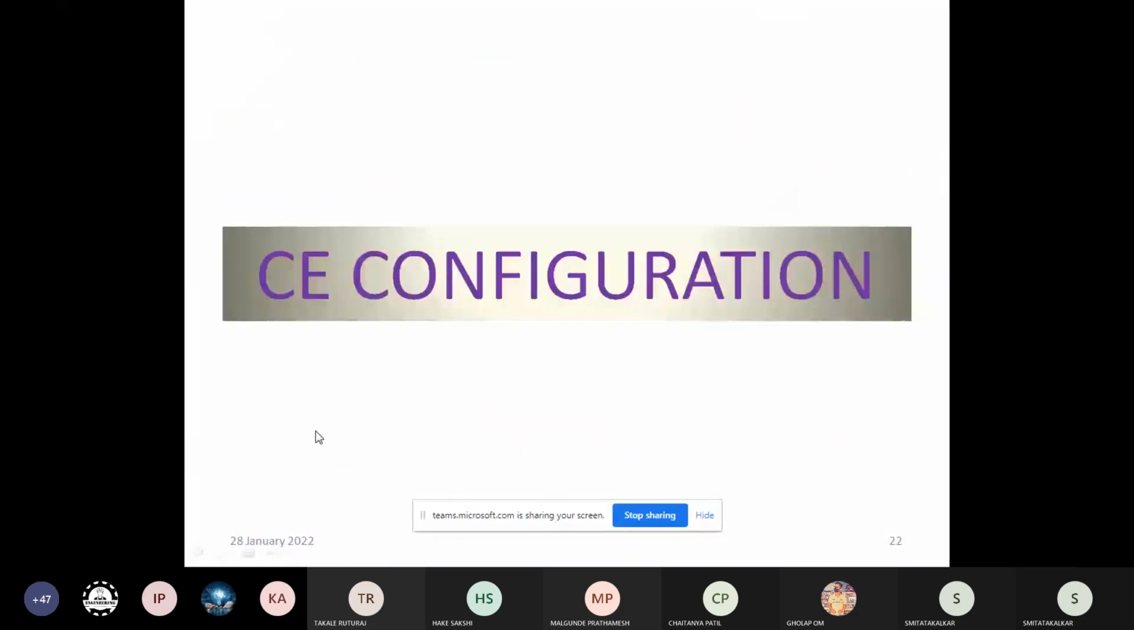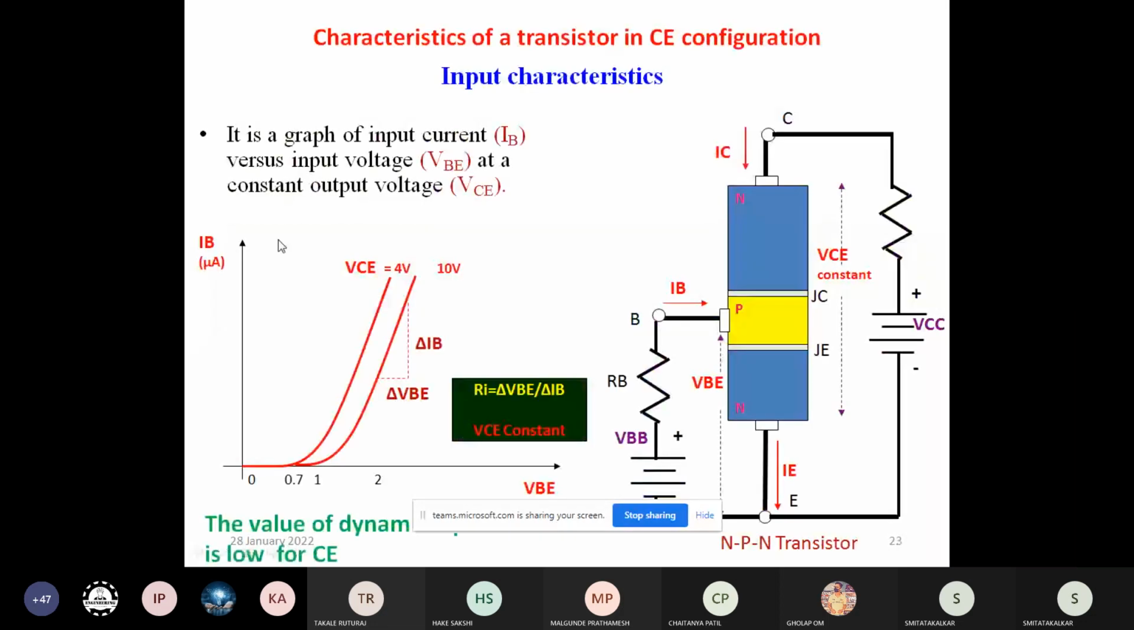Then today's topic, CE configuration. You can see the CE configuration. Similar to the CE configuration, here is the circuitry. The circuit is connected as a common emitter configuration. Here the emitter terminal is common, downwards. Then the base terminal is connected to the holes, and here VBB is the biasing voltage across the base terminal. This is the resistance RB, and here the resistance RC.